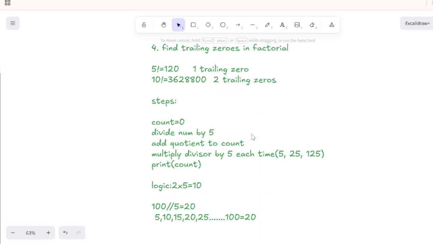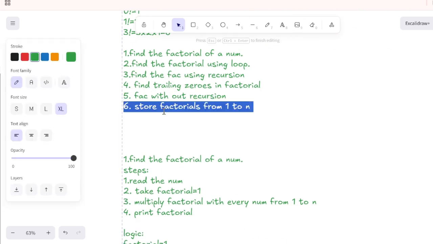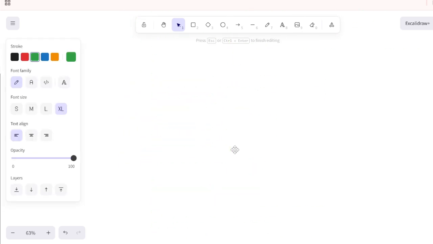And coming to the next one, store factorials from 1 to n. This is also a most important question, so I'll try to explain it clearly. Instead of finding only one factorial, calculate the factorial of every number from 1 to n and store them in a list. This was the main concept here.